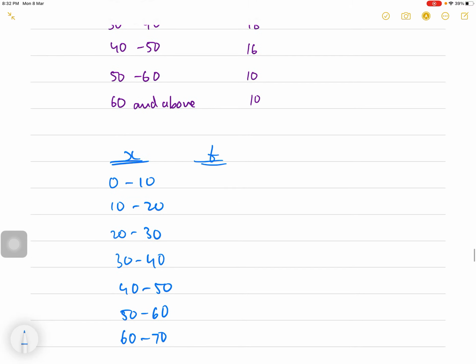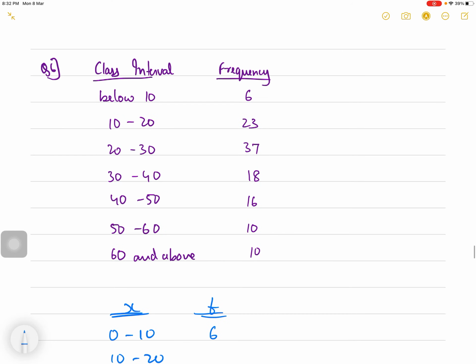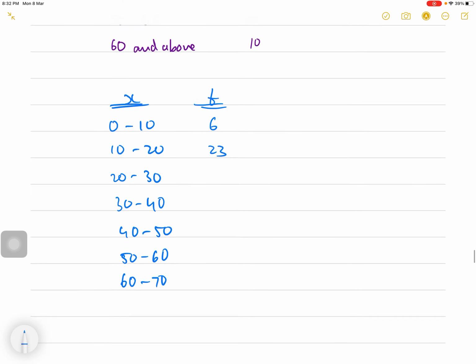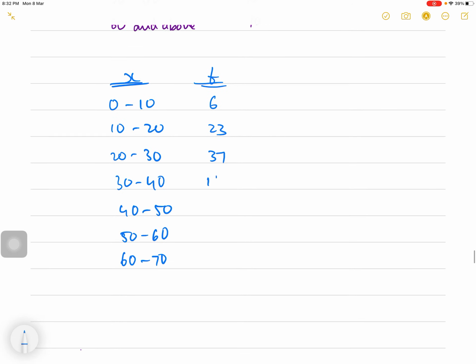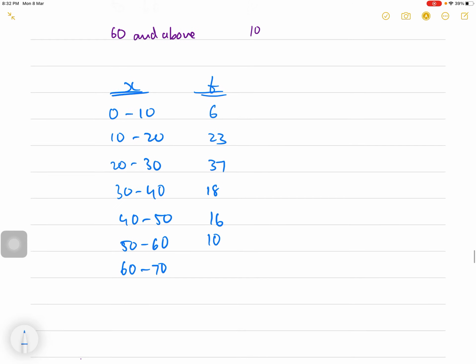Frequency is given. 0 to 10 is 6, 10 to 20 is 23, 37, 18, 16, 10, 10.